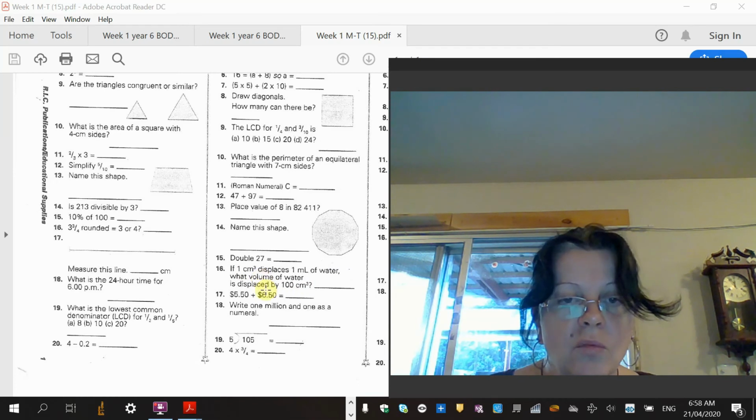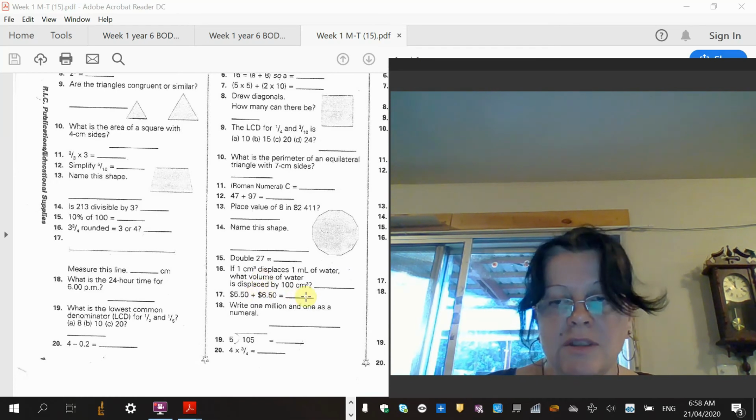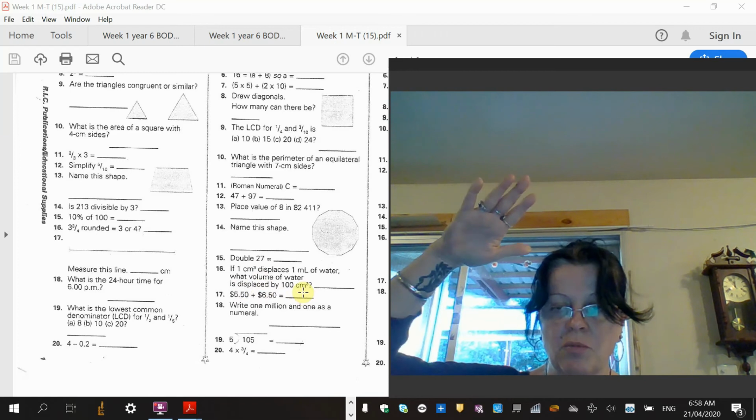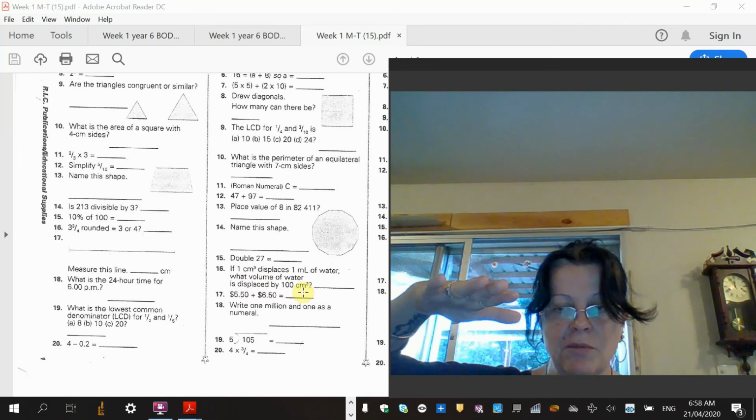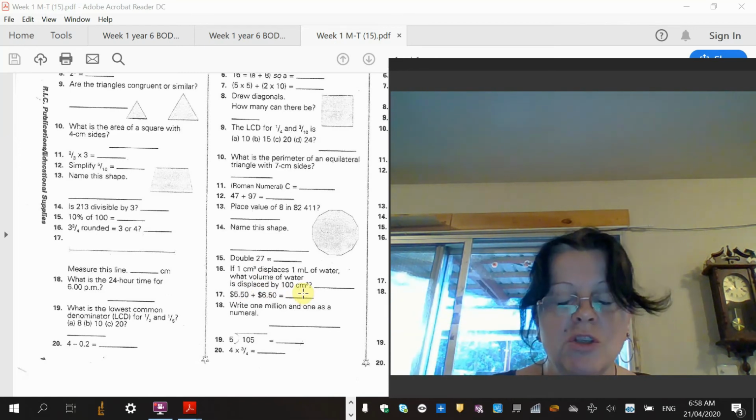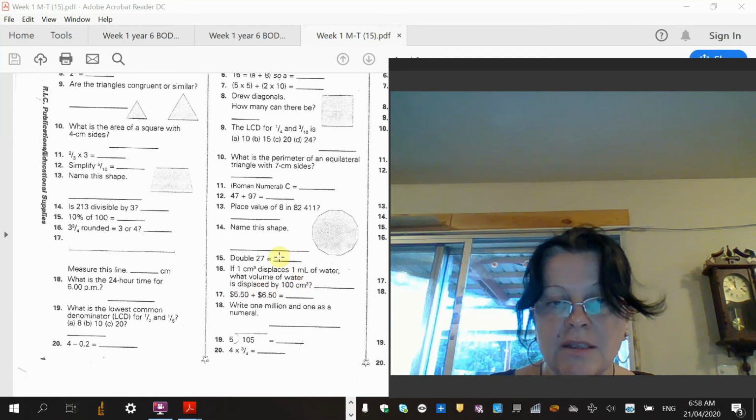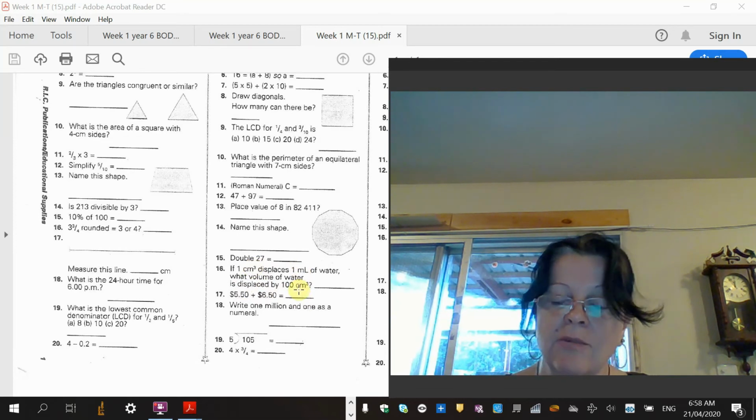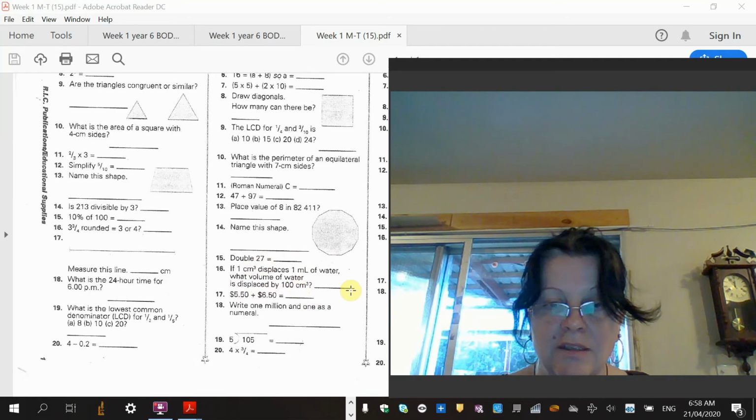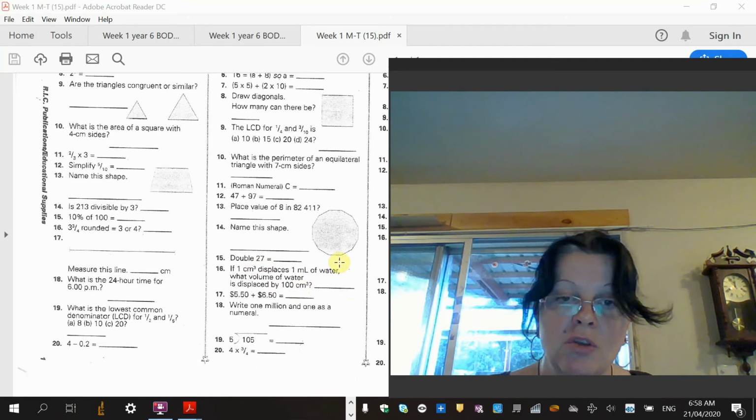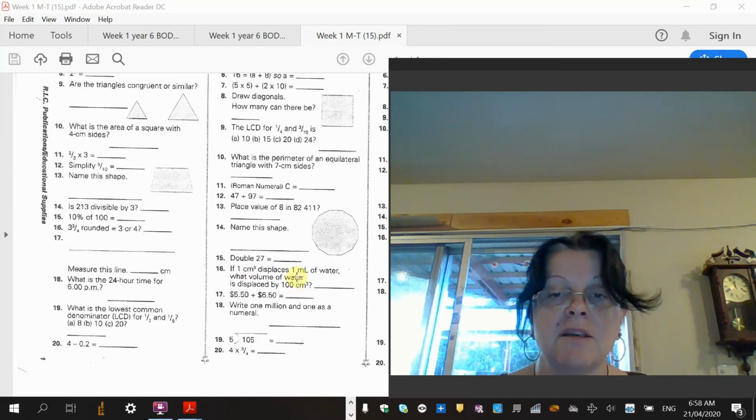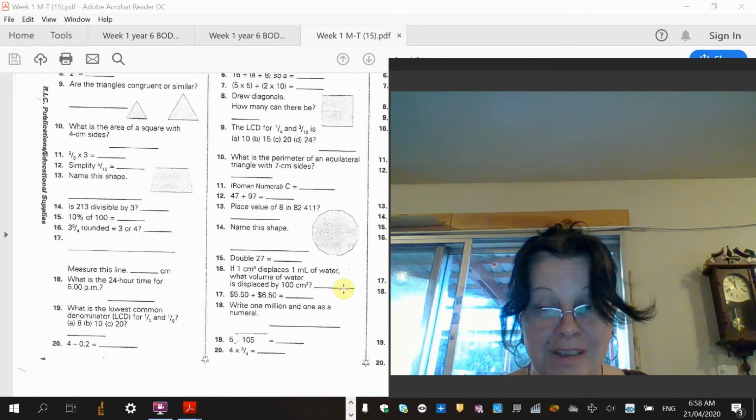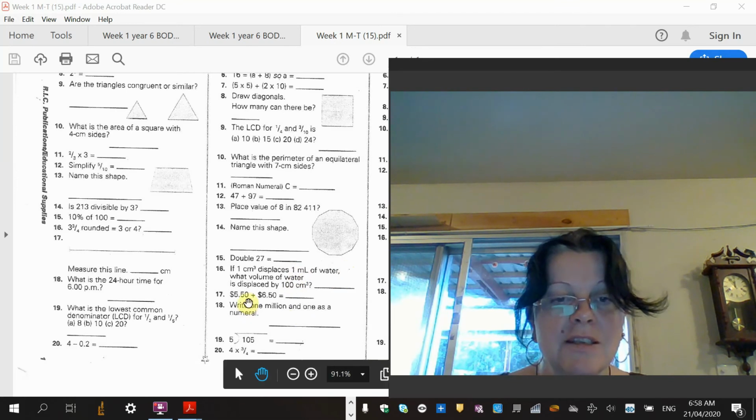Okay, so how much water would 100 centimetres cubed displace? If we put 100 centimetres cubed on top of something and we spread it out, how much water would that spread out? 1 centimetre cubed did 1 millilitre. Now we've got 100, so it would displace, it's the same ratio, 100 millilitres. If it was 200 centimetres cubed, then it would displace 200 millilitres, if that makes sense.